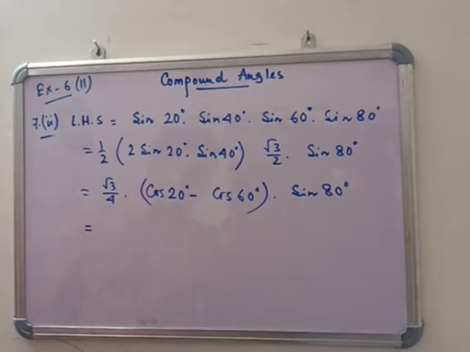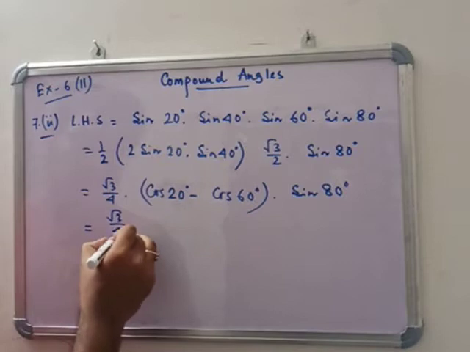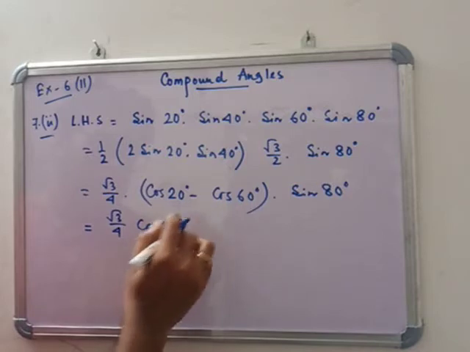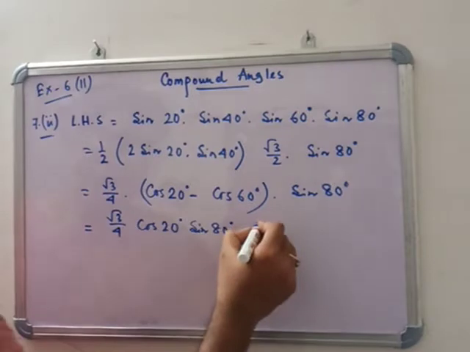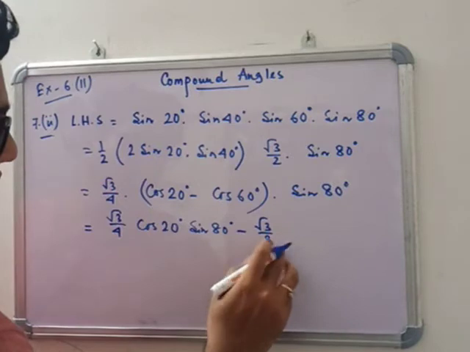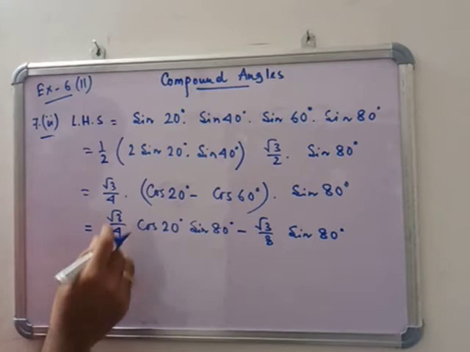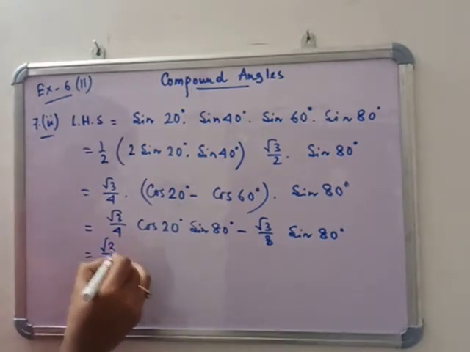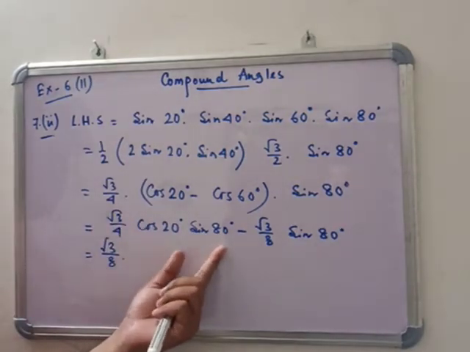Okay. Now cos 60 degree means that value is 1 by 2. So if you put the value over there and you write, so 3 by 4 cos 20 sine 80 minus root 3 by 8 into sine 80 degree. Okay. So if we again multiply by half, then we get root 3 by 8 and this is the 2 cos 20 and sine 80.